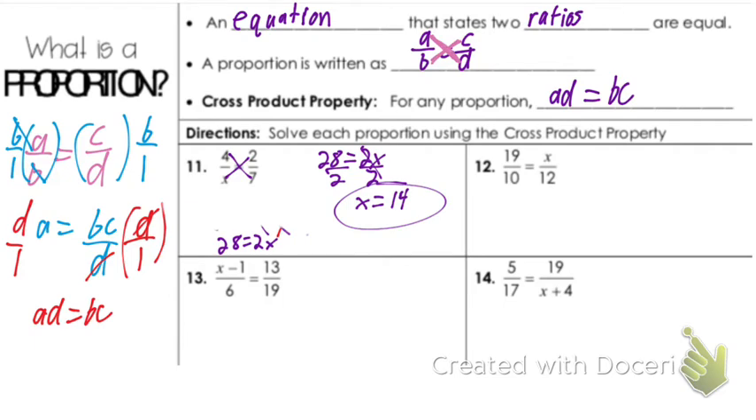Sure. All right. So on number 12, what would we have to do mathematically? 19 times 12. You have to do 19 times 12. 228. Okay, that is equal to 10x. So now what do we do? Divide by 10. So 22.8 is equal to x. On this one, would it have been easy to guess and check that 22.8 was going to fit there? Not really.